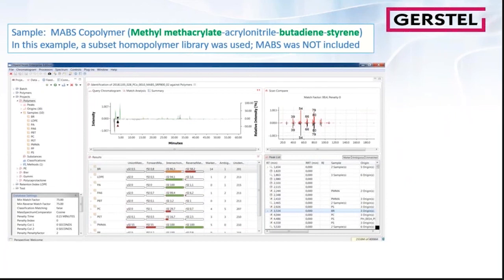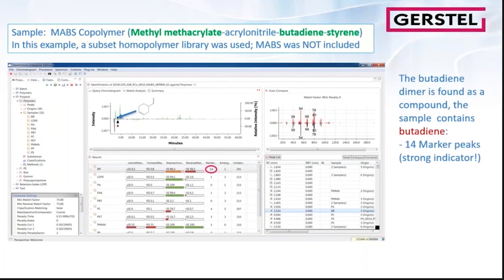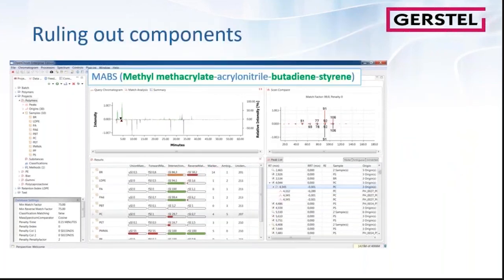Then the next in the list would be the polybutadiene rubber, present with 14. So polybutadiene would give us 14 markers to our sample, and we really see the dimer, which is a strong hint that polybutadiene is in the sample. And also the reverse match is strong enough. So in total, we can say it's present.